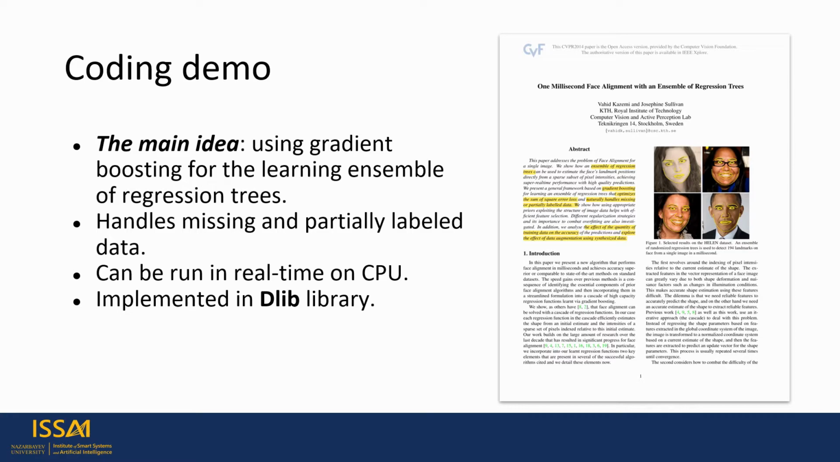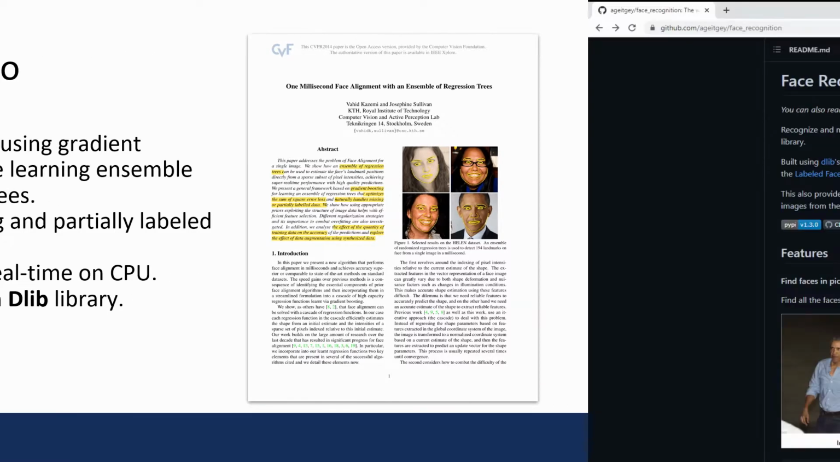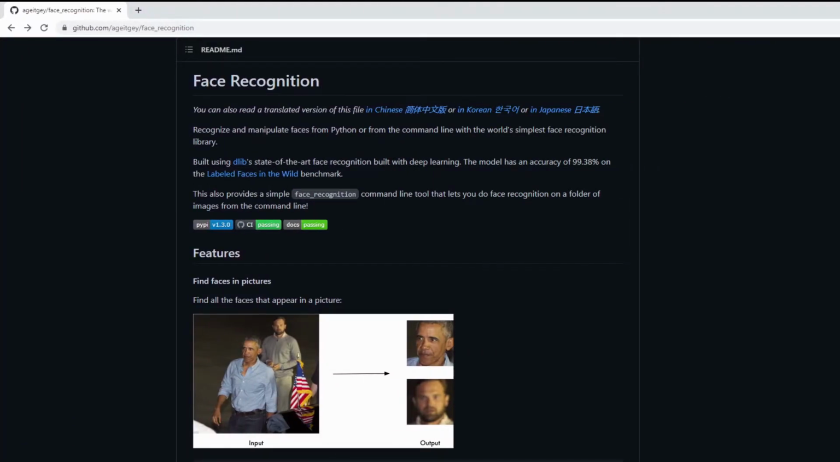The method handles missing or partially labeled data. Most importantly, it can accurately estimate the positions of facial landmarks in real time on the Central Processing Unit, CPU. The method is implemented in the face_recognition library, which itself is based on the general-purpose library dlib.